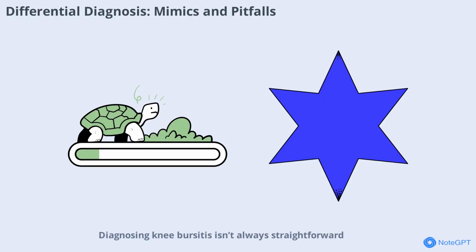Diagnosing knee bursitis isn't always straightforward. Swelling over the patella could be mistaken for gouty tophi, soft tissue tumors, or even patellar tendinopathy. Posterior knee swelling may mimic deep vein thrombosis, popliteal artery aneurysms, or tumors. Medial knee pain can overlap with meniscal tears or MCL sprains. That's why a thorough clinical assessment combined with targeted imaging is essential to avoid misdiagnosis and ensure the right treatment plan.